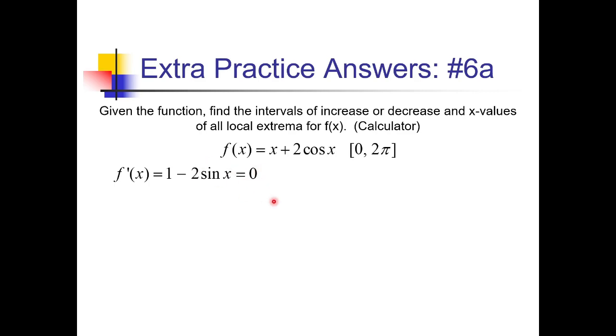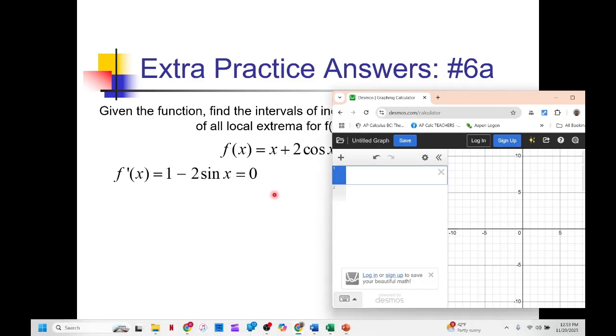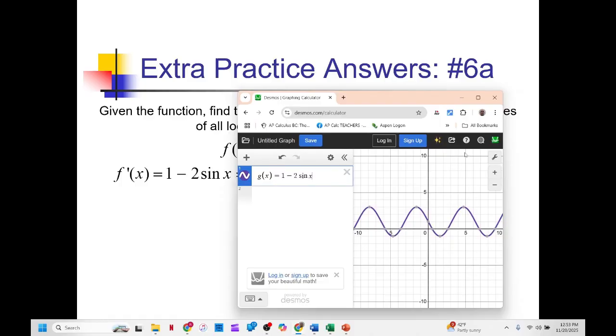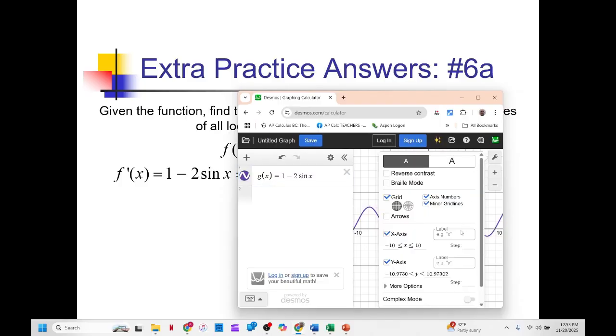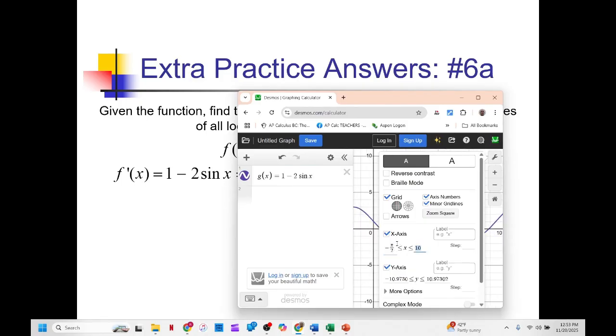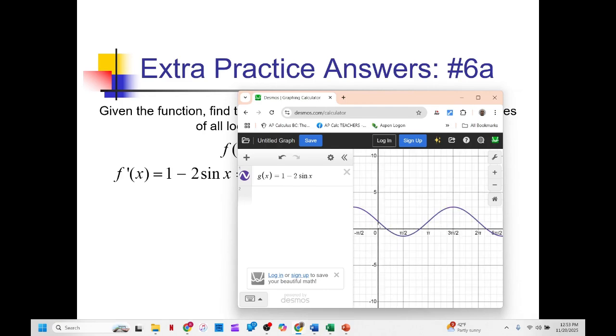So let me go to Desmos to graph that out. So we've got, I'll just call this g, equals 1 minus 2 sine of x. And I only need the interval from 0 to 2 pi. So I'm going to go to my wrench here and change my x-axis. And I'll make this go from negative pi over 2 to positive 5 pi over 2, or 2.5 pi. And I'll just make this go by half pi's. That'll just give me the window I need here. So now I can see between 0 and 2 pi pretty clearly.